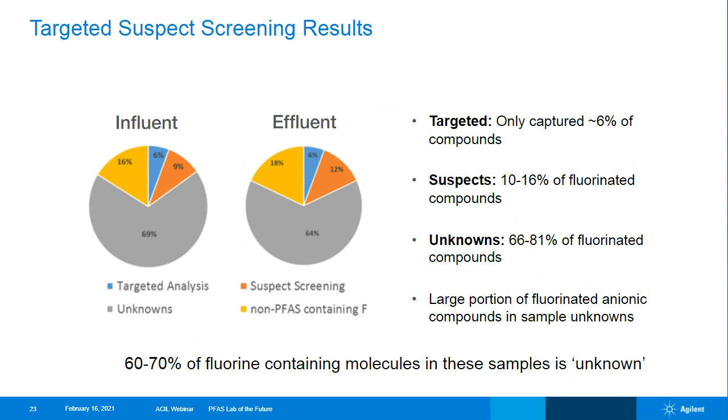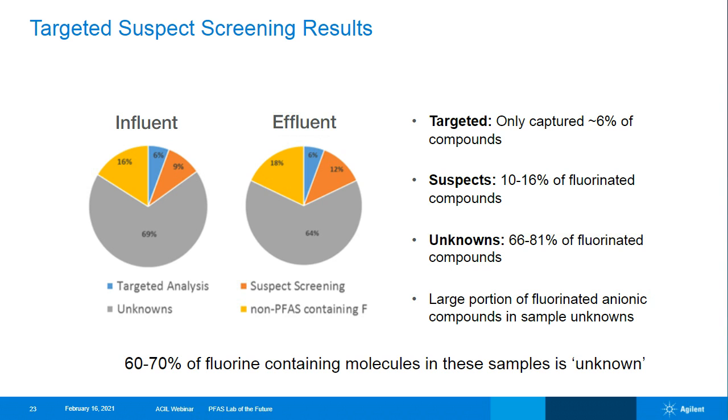Why is this important at all? Like, why should a lab of the future care about running a high-resolution instrument for PFAS analysis? Well, this is probably the best example I can give you. These are real samples that a lab has run on wastewater influent and effluent. And basically what they found was only 6% of the organic fluorine-containing compounds in the influent and effluent were captured in their targeted method of around 30 PFAS compounds.